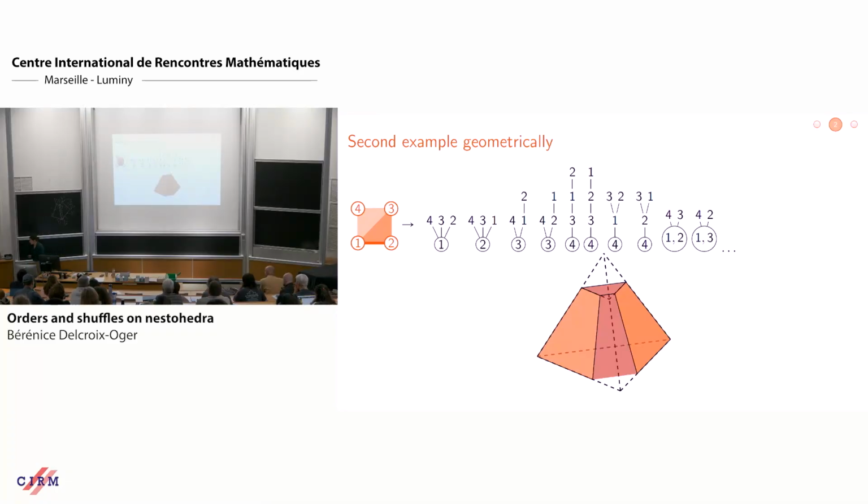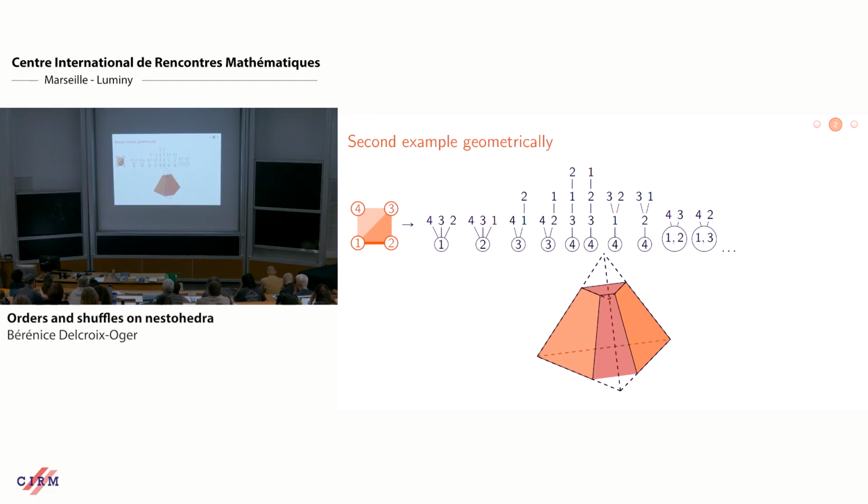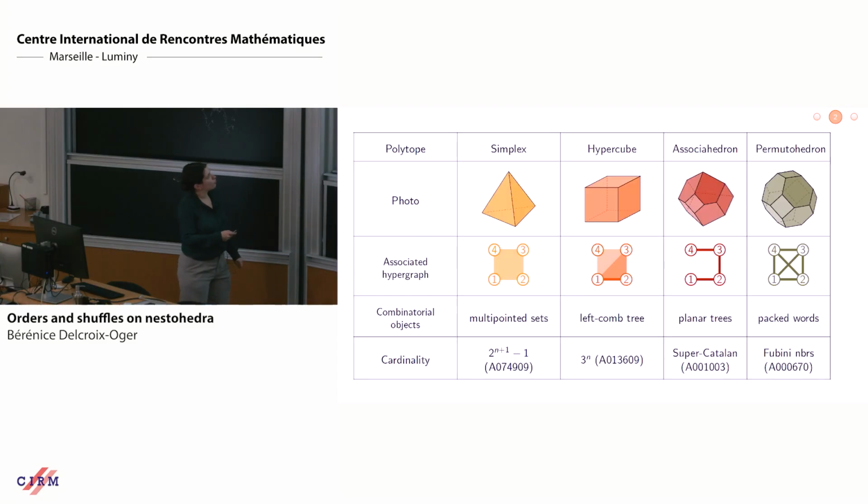And why do we like this description? Because combinatorially, it will be just dealing with tree-shaped structures and defining operations on tree-shaped structures. So recalling that, I presented the simplices, hypercubes, associahedron, and permutohedron. The associated hypergraphs are the following hypergraphs.